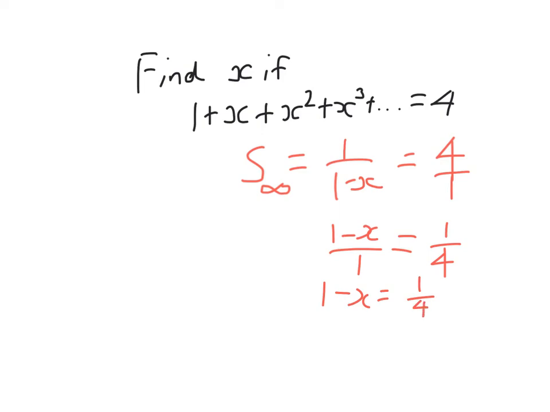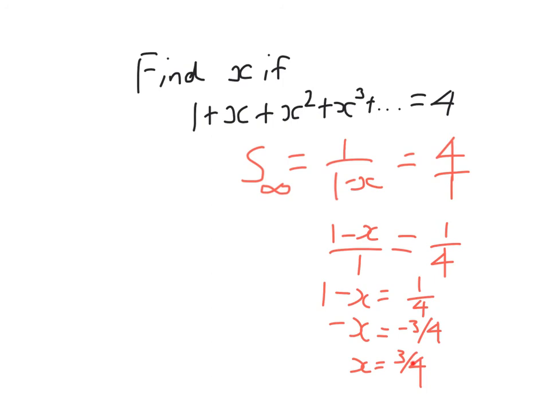So let's subtract 1 from both sides. So 1/4 minus 1 is minus 3 over 4. I found what minus x is, but I want to find what x actually is. So I'm going to times this side by minus 1, which means I have to times this side by minus 1. And the answer would be x is equal to 3/4 or 0.75.